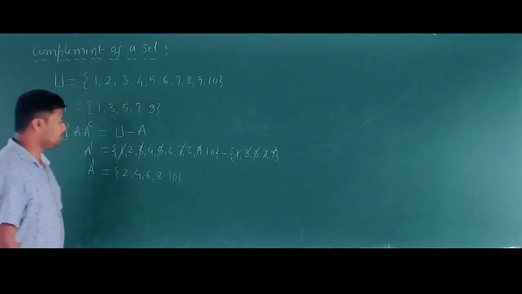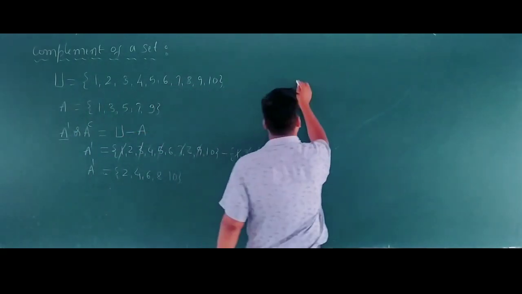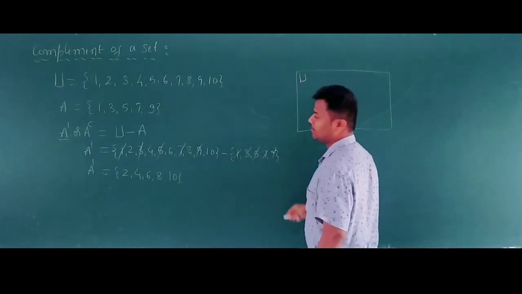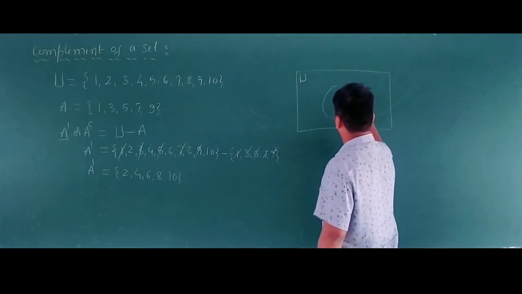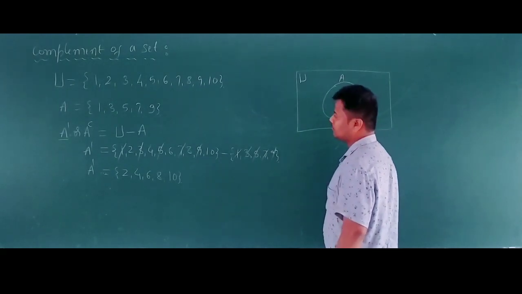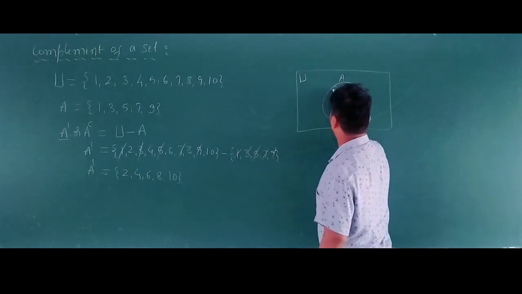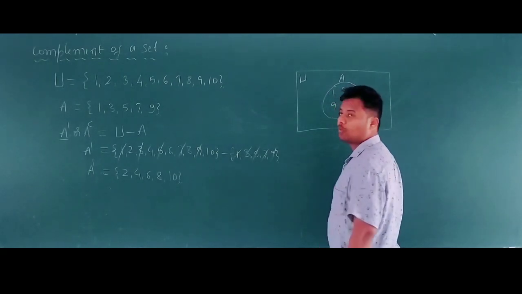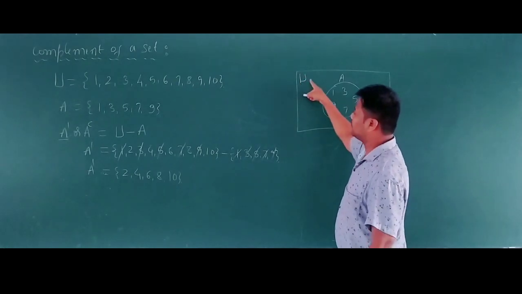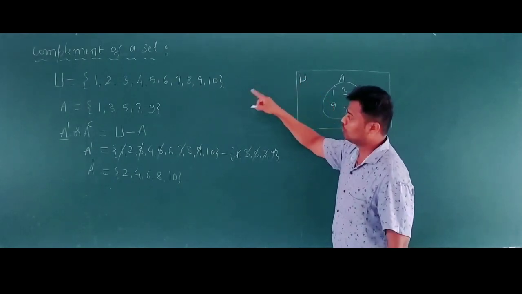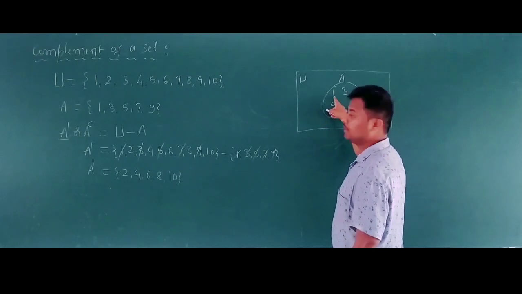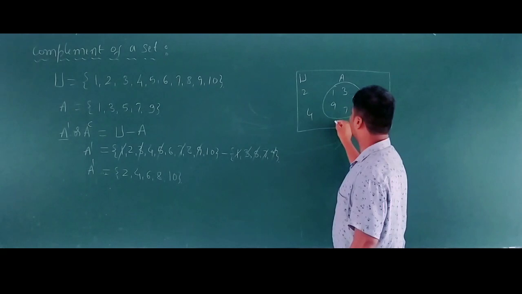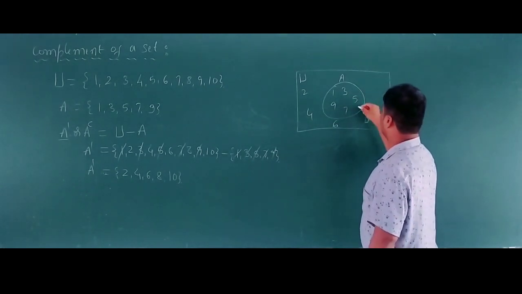Okay, so this can be represented in a Venn diagram as follows. This is the universal set. A is the subset. So A contains the elements 1, 3, 5, 7, 9. So what are the remaining elements? This is set U. U contains 1, 2, 3, 4 up to 10.